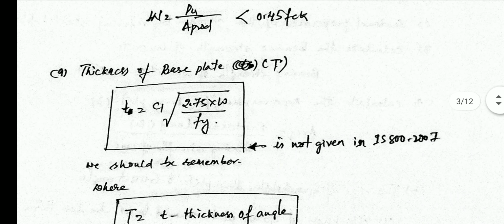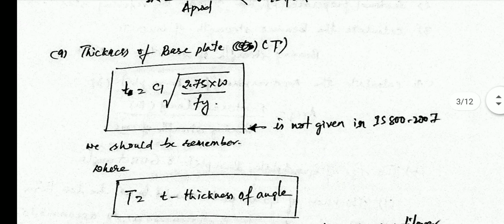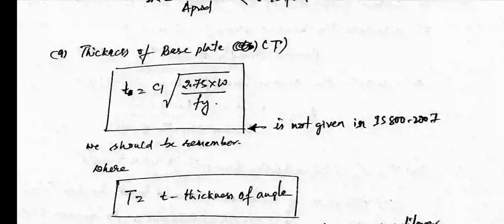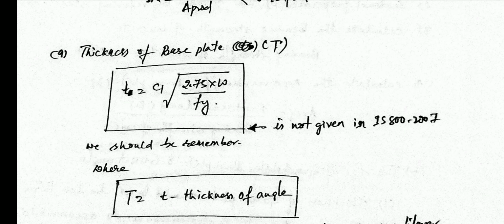Now the thickness of the base plate. The thickness of slab base formula is given in the code. But the thickness of the gusseted base is not given in the formula, but I modified this formula with the help of my experience. So these two formulas you should remember. T is equal to C1 square root of 2.5 W divided by Fy. There you take 2.5, but here I will take 2.75. This is a modification of the formula. This formula is not available in any code book. You should remember this. So T is equal to C1 into root of 2.75 W by Fy.